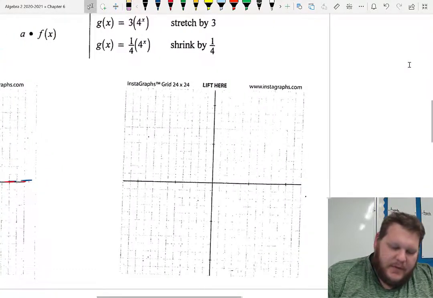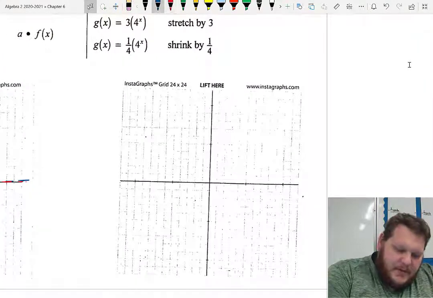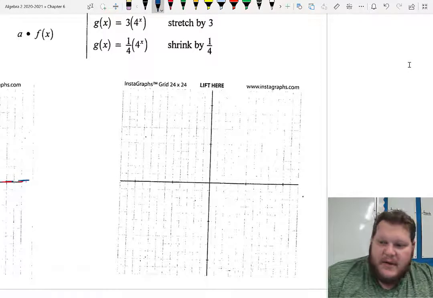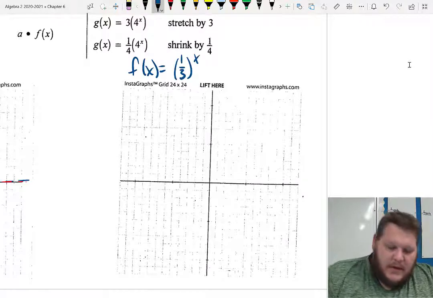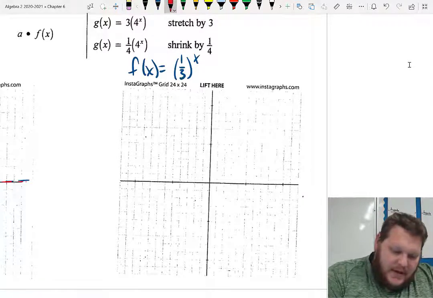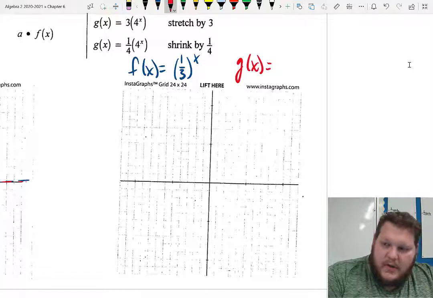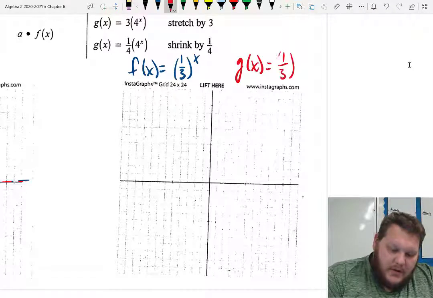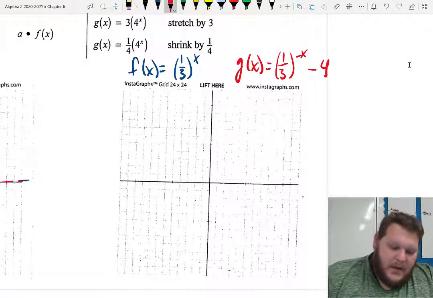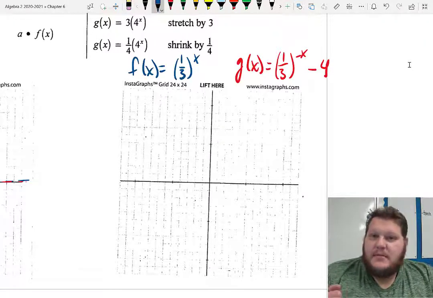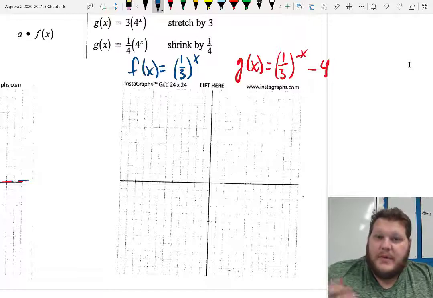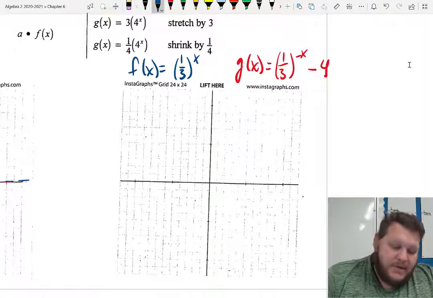Okay, hopping over here to our second example of exponentials. The two functions that I want to deal with for this one, our parent graph is going to be 1/3 to the x power. And then for g of x, I want to do 1/3 to the negative x minus 4. So for my parent graph, my exponential base is 1/3. It's between 0 and 1. This is an exponential decay function.